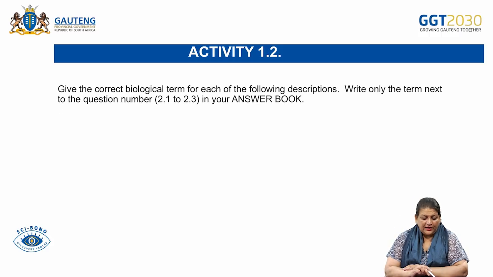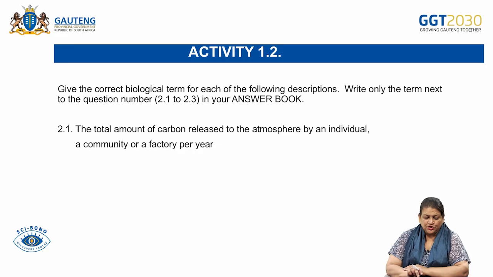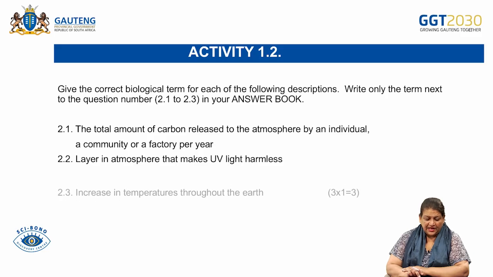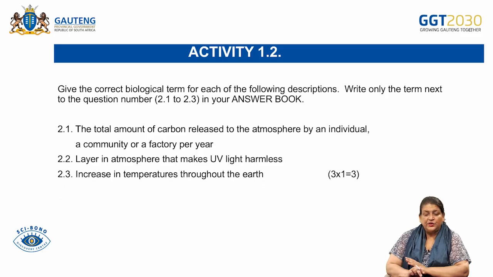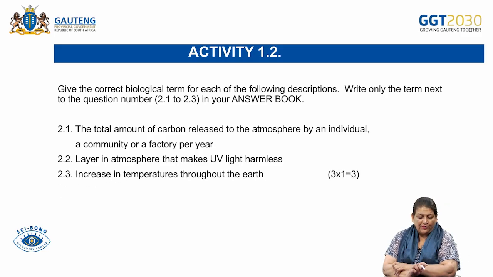Give the correct biological term for each of the following descriptions. Write down only the term next to the question number. What's the total amount of carbon dioxide released to the atmosphere by an individual or community in a year? Next question. Which layer in the atmosphere makes UV light harmless? Next one. What do we call the increase in temperature throughout the earth?